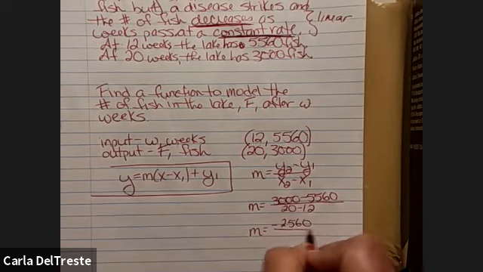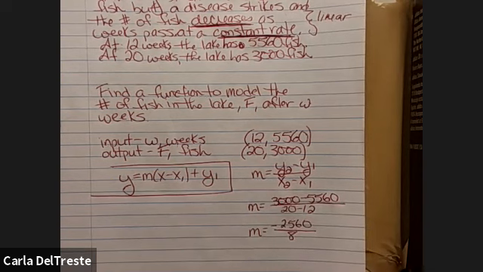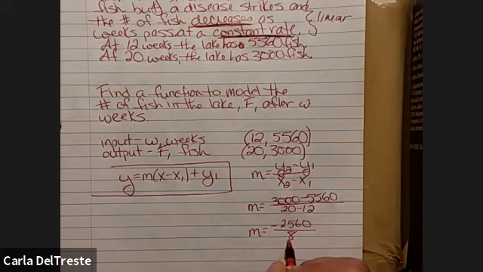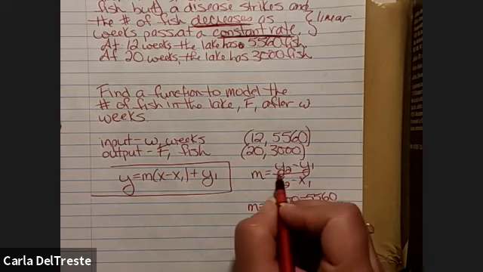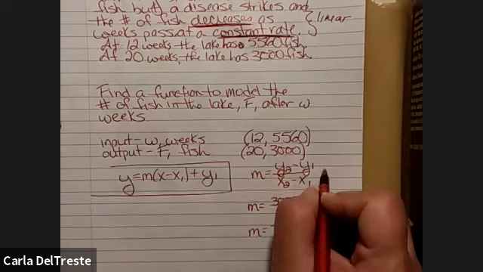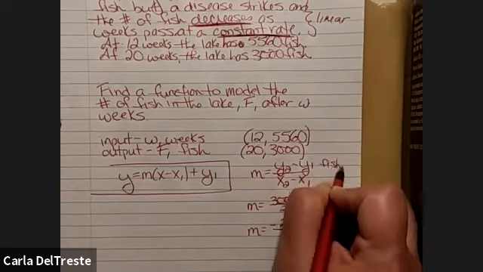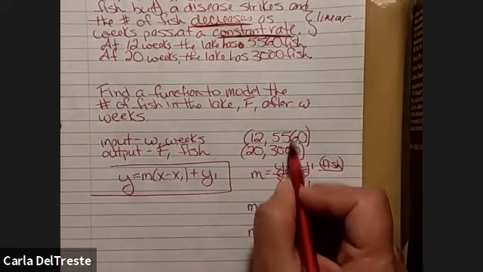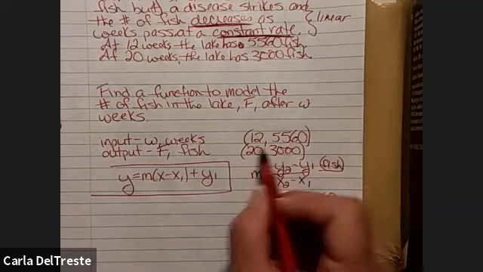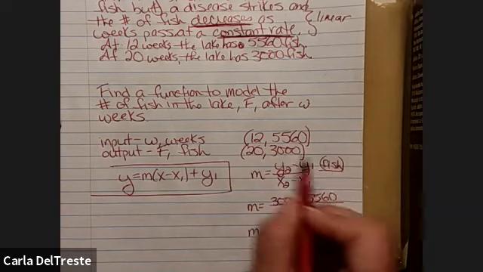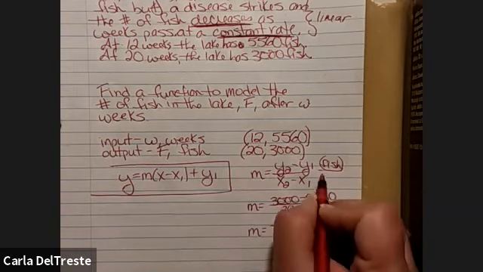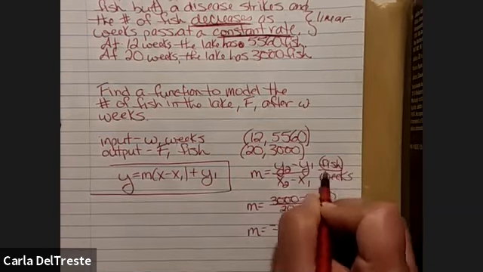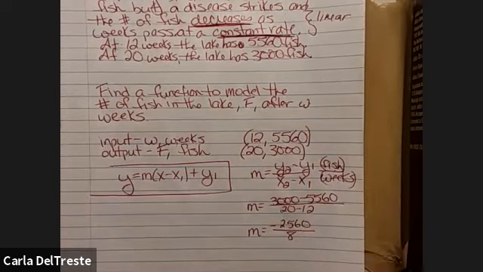That's negative 2,560 fish over 8 weeks. How do I know those are the units? Because what are my units on Y? These are fish. What are the units on, it's not really Y, it's just output here, F. So that's going to be fish. My input here is going to be weeks. So fish per week. Makes sense in the problem.